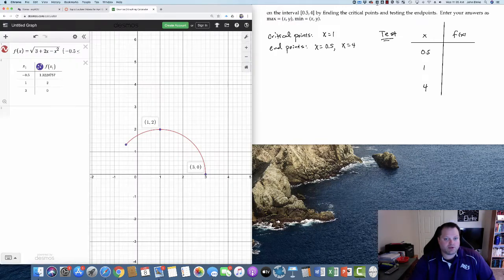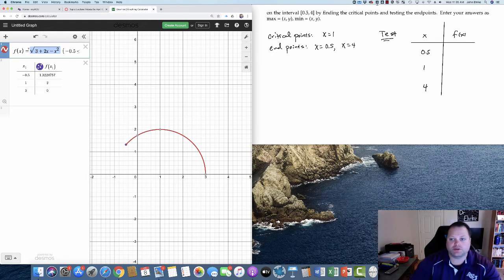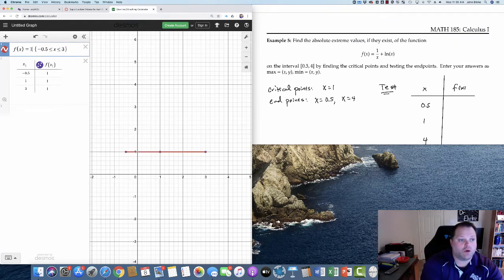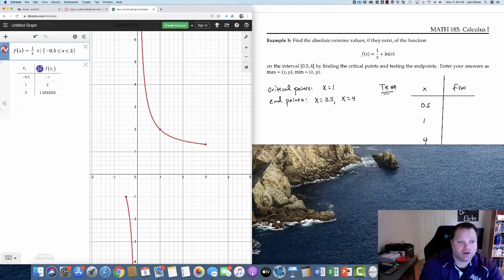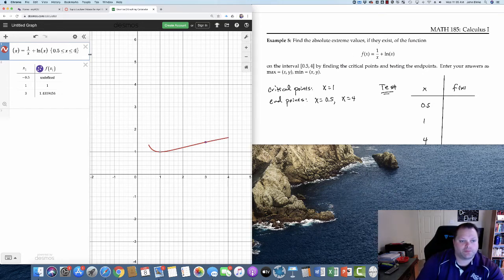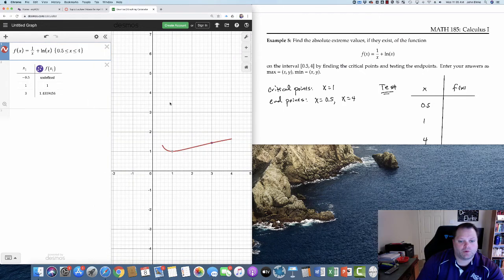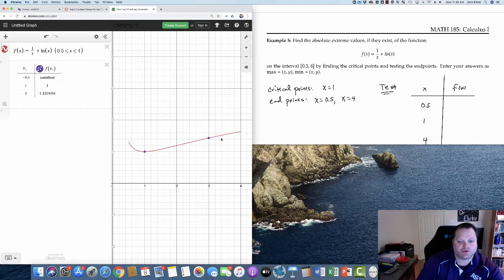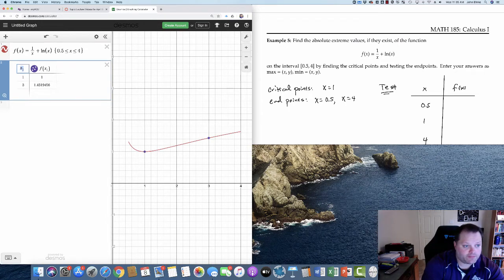Get these to show up side by side. There we go. Okay, so our function here has changed. It is 1 over x plus natural log of x, and it's defined on the interval from 1/2 to 4. All right, let's zoom in on this a little bit. So there's our graph.